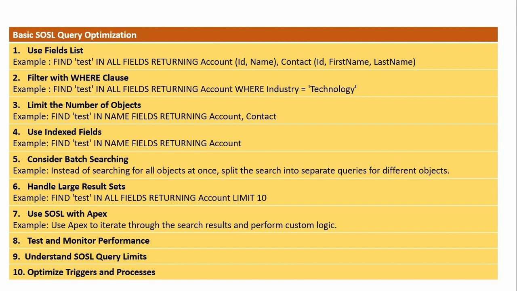Use indexed fields. Leverage indexed fields for better performance. The Name field is automatically indexed, but you can check the documentation for other indexed fields in your objects. Example: FIND 'test' IN NAME FIELDS RETURNING Account.